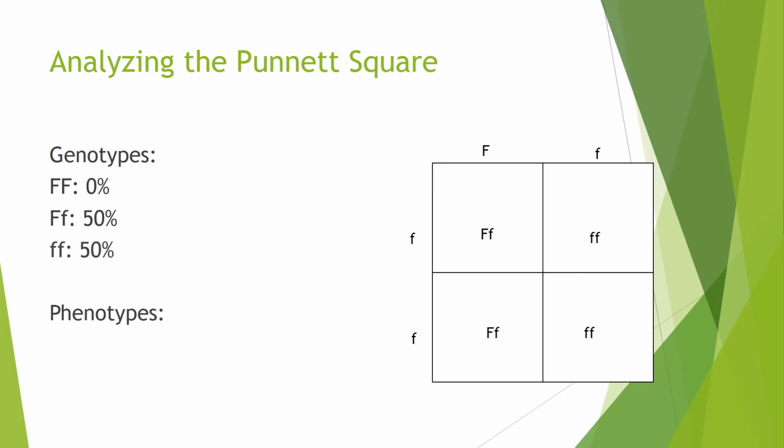That means half, so we have a 50% chance. So we have a 0% chance of being big F, a 50% chance of being big F, and a 50% chance of being little f.